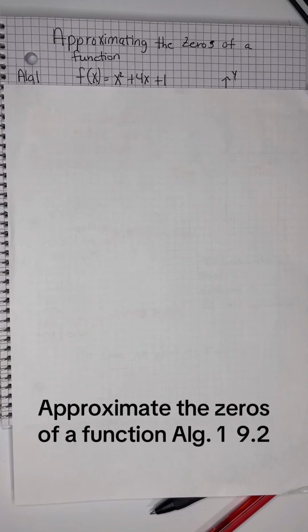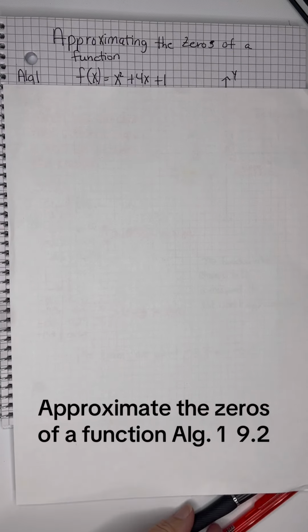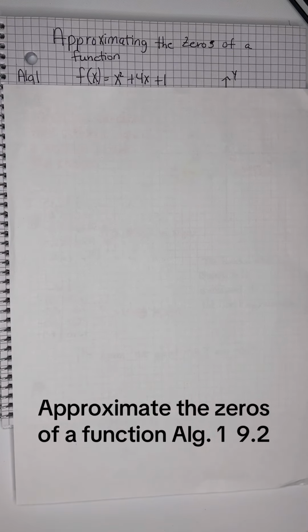In the last video, I mentioned that the zeros of a function are not necessarily integers. They may be decimals, fractions. So to approximate those zeros, you have to analyze the signs of the function values. And when two function values have different signs, a zero is going to lie between those x values.